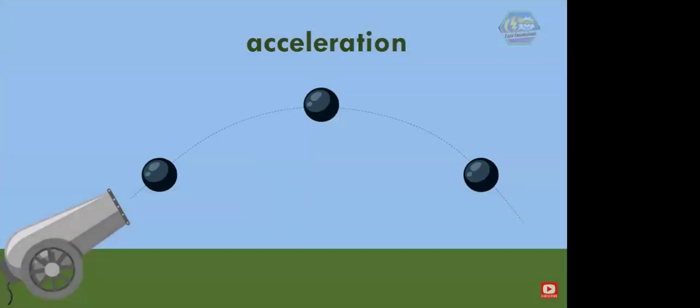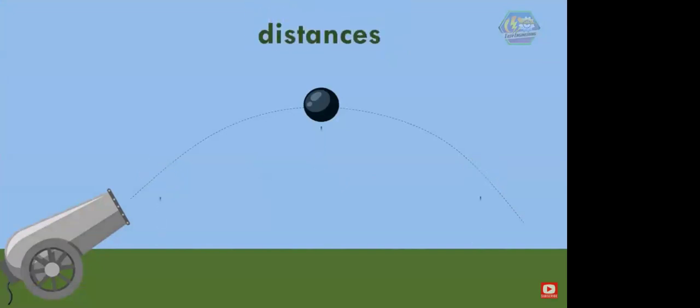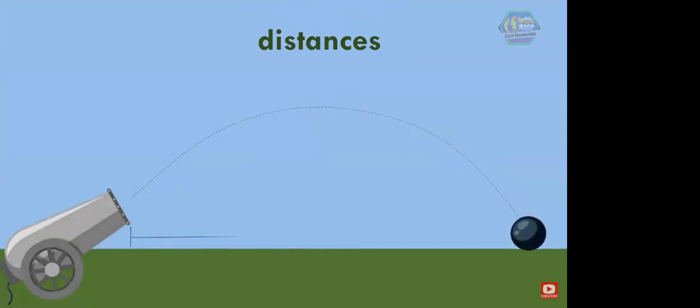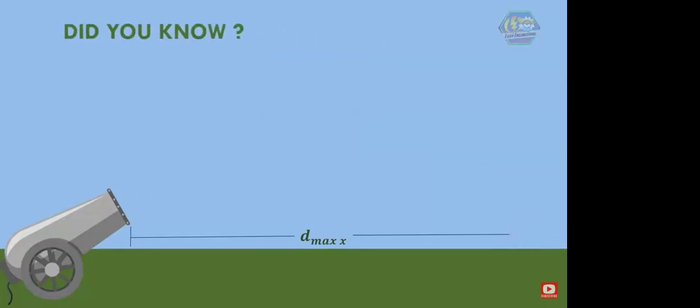But only the acceleration due to gravity, which is equal to 9.8 meters per second squared. This acceleration is pointing downward and is constant during the cannonball's flight. Lastly, for distances, there are only two distances which we should give attention to. These are the maximum height, when the cannonball's velocity along the y direction is 0, and the distance traveled by the cannonball during its flight.